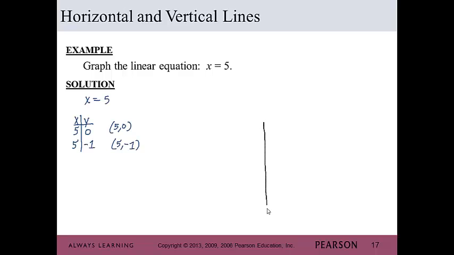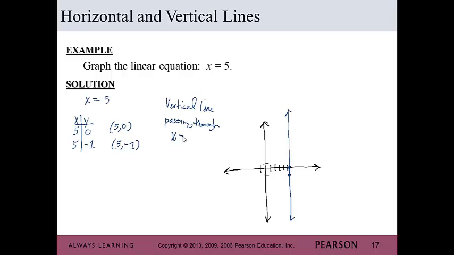Let's graph. So 5, 0, and then 5, -1. Connect your points. And it is a vertical line passing through x equals 5.